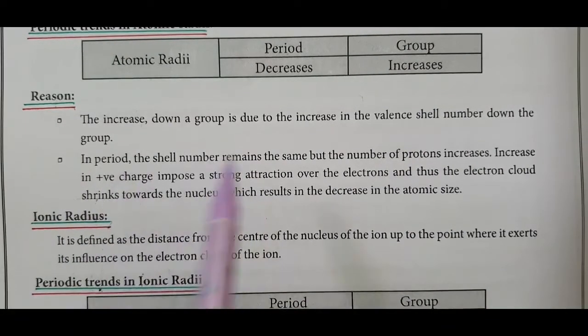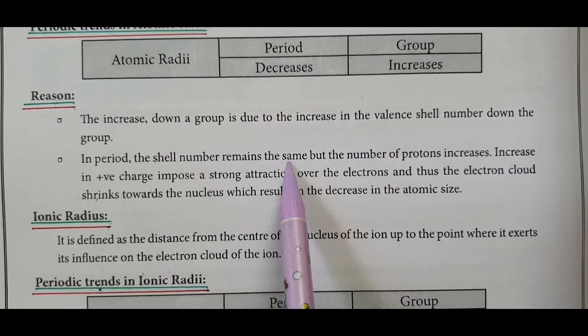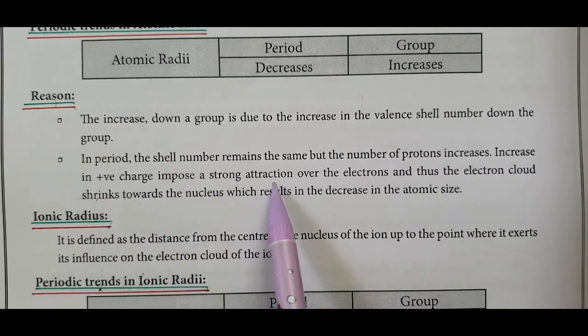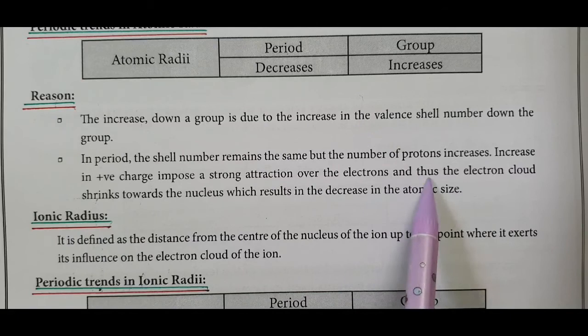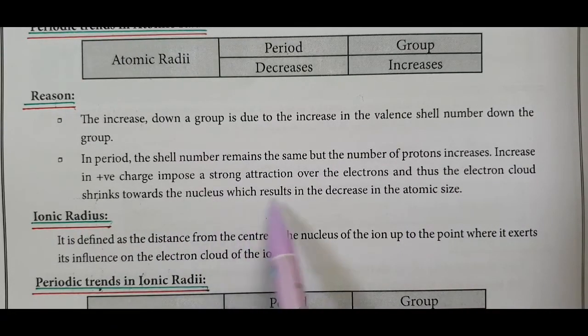In a period, left to right, the shell number remains the same. That means electrons are added to the same electronic level, but the number of protons increases in the nucleus. Increase in positive charge imposes a strong attraction over the electrons, and thus the electron cloud shrinks towards the nucleus, which results in the decrease in the atomic size.